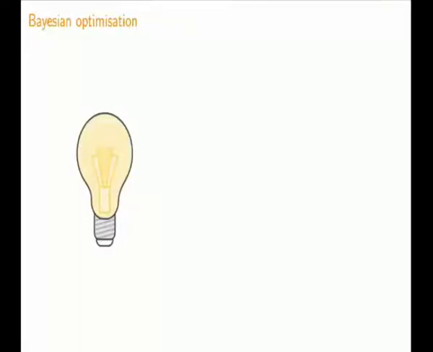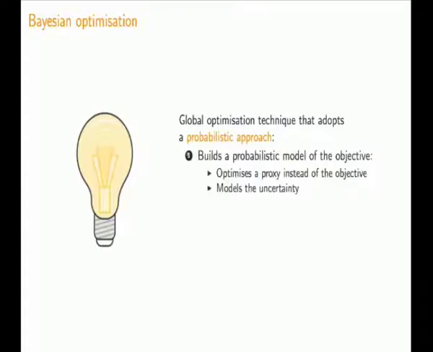That's where Bayesian optimization comes into the picture. The idea is that it's again a global optimization technique. It adopts a probabilistic approach to this problem. There are essentially two components. The first one is building a probabilistic model of the objective. The reason is that you don't have an analytical form of the objective, you can only query it. So based on those queries, you would like to build a sort of surrogate model of the objective that you can evaluate at other points you haven't evaluated in the past. You'd like to have a proxy, and the idea is to optimize this proxy instead of the original objective.